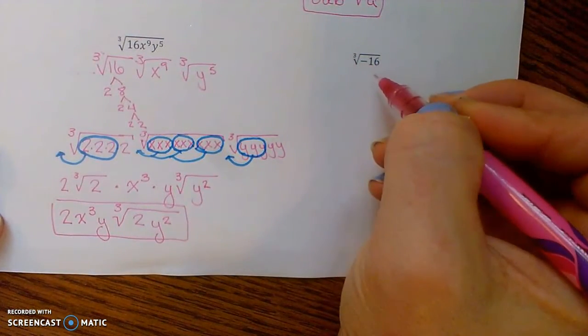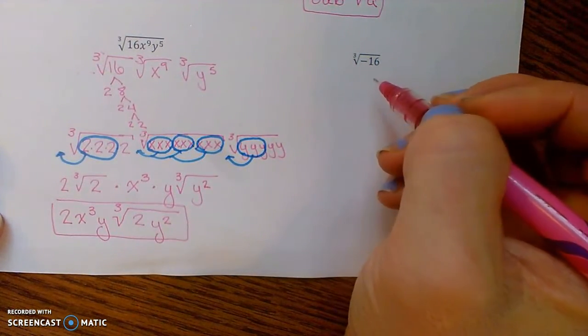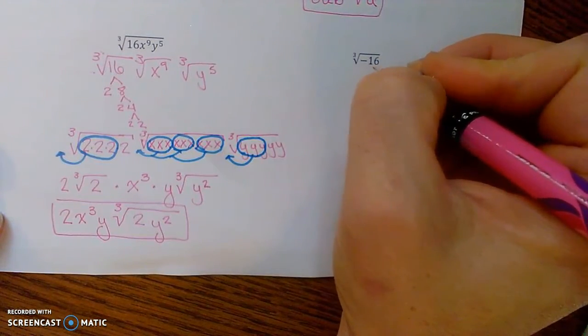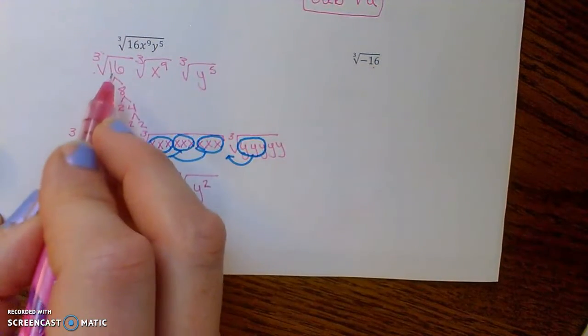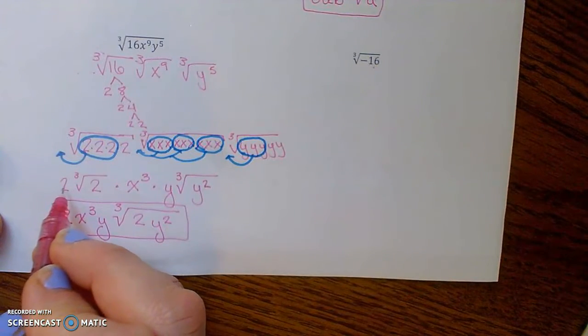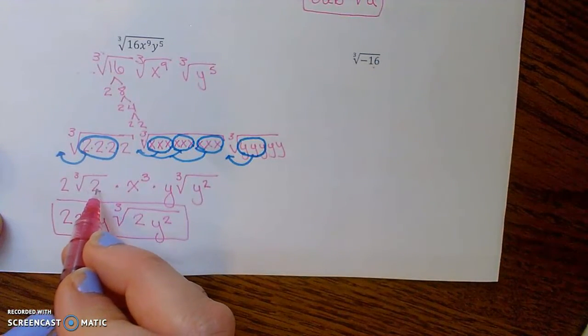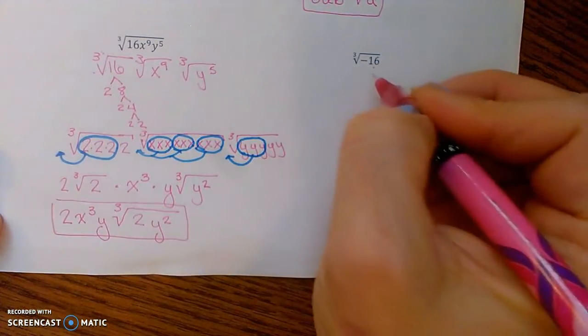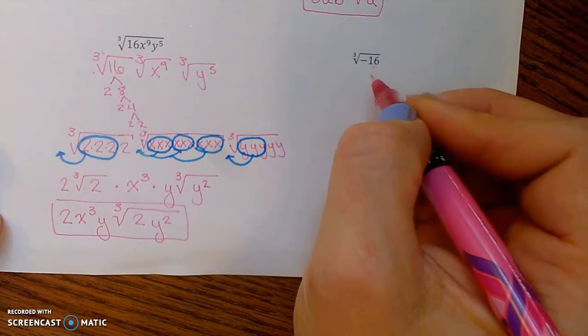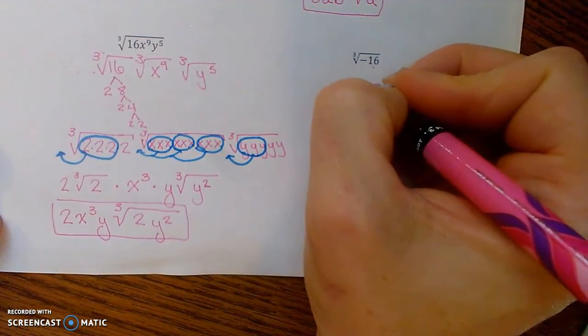Let's look at the cube root of negative 16. All right, so again, I think we had seen before that the cube root of 16 could be written as 2 times the cube root of 2, right? The cube root of 16 simplifies that way. But what about the negative? So let's just think about that for a minute.